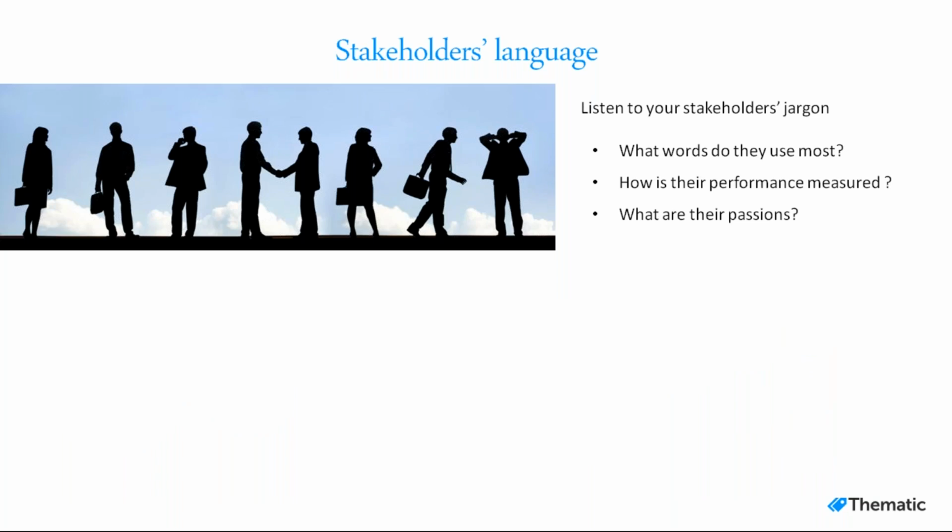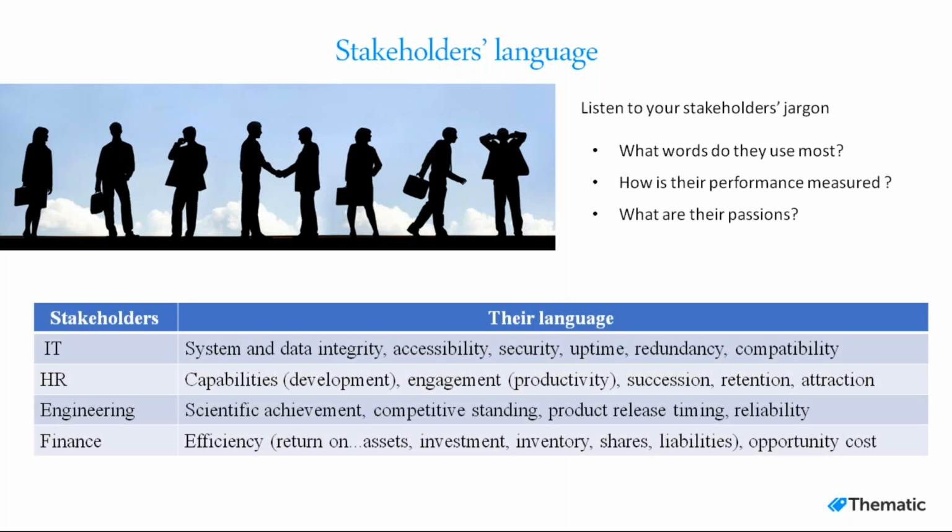So another thing about your stakeholders' language is that every group in your company has their own jargon. For example, the things that finance talks about are a little different from the things that HR talks about. So you might want to listen to some of them. Maybe you can spend some time with them somehow, even just spending a little time in the hallways where they happen to be, or looking at some of their presentations that they do. You can pick out words that they use and what kinds of things that their performance is measured on, and what are their passions. So, for example, in IT, their language tends to be around system and data integrity, accessibility, security, uptime, redundancy, and compatibility.